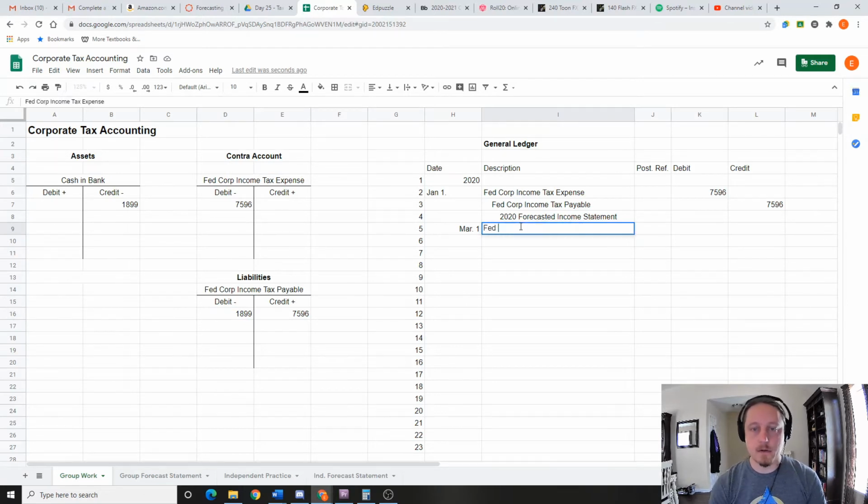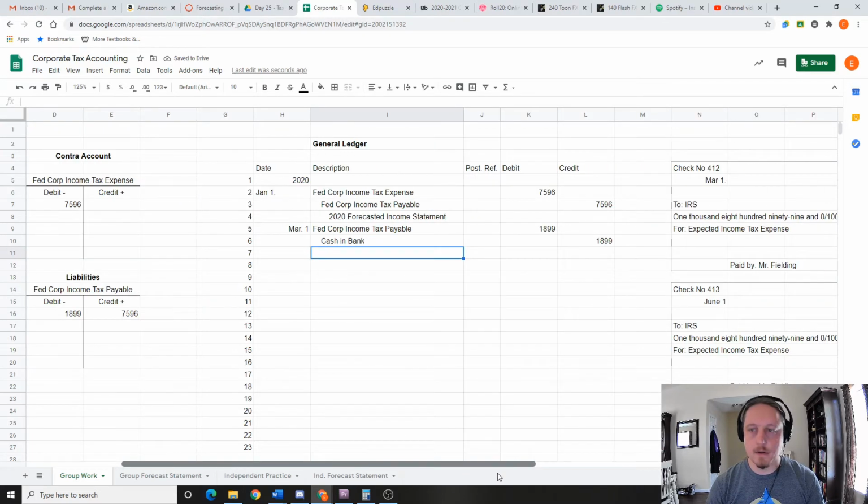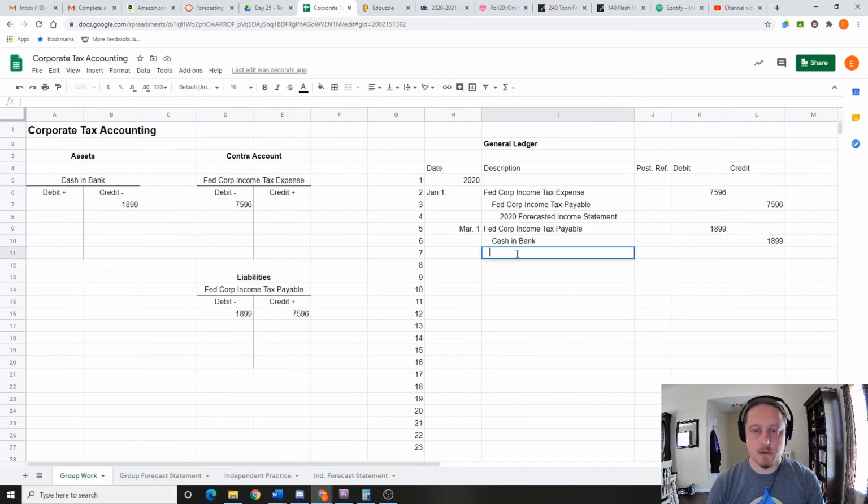So we're going to do federal corporate income tax payable, and the debit was 1,899. Okay, and our cash in bank is decreasing by 1,899. And then we need to know the check number to reference. So that was number 412. Check number 412. Okay, so we have a little bit less owed in our liabilities account.